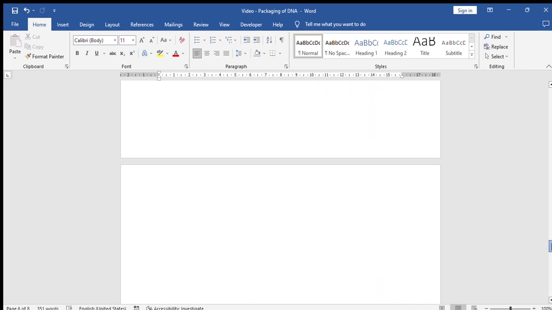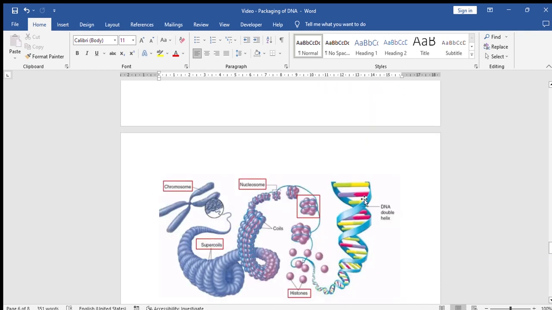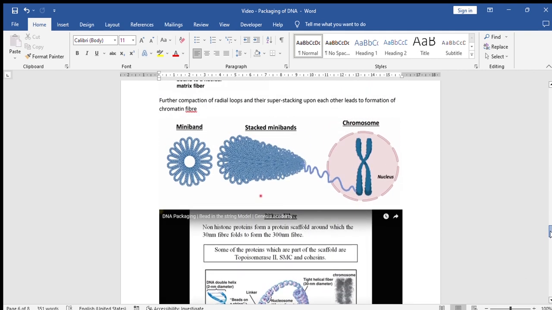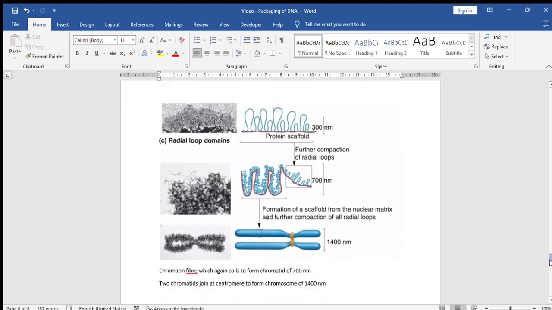Start from a DNA helix, the double helix structure. We'll have to show that, which coils around histone proteins which are positively charged, and then these coilings happen. Now these coils also get coiled in a way that it gets packed into these chromosomes. So this is what has to be shown.